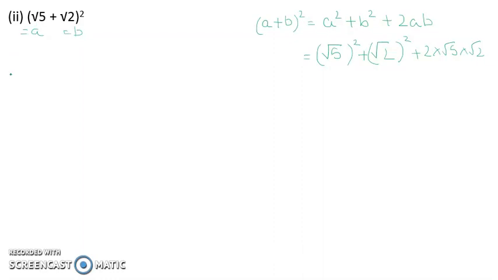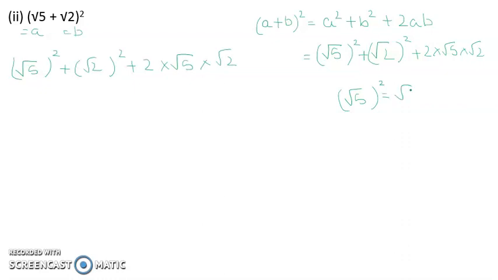So a plus b whole square is a square plus b square plus twice ab. What is the value of a? Root 5. What is the value of b? Root 2. See carefully how I have broken the bracket and square. So root 5 whole square. I had explained in the previous video, again I am solving the previous question also. Root 5 whole square is root 5 into root 5, which is equal to 5, and root 2 whole square is equal to root 2 into root 2, which is 2.